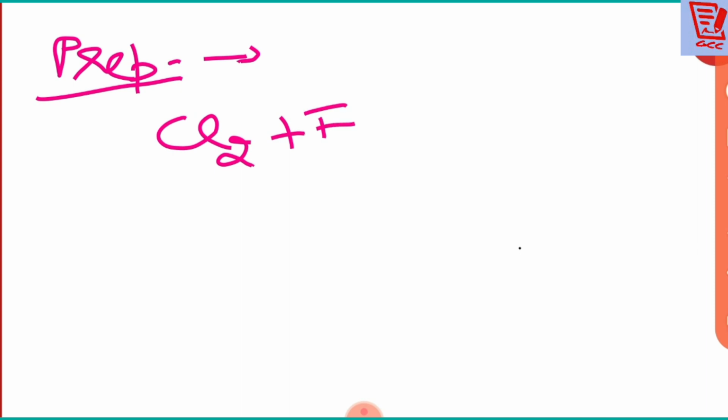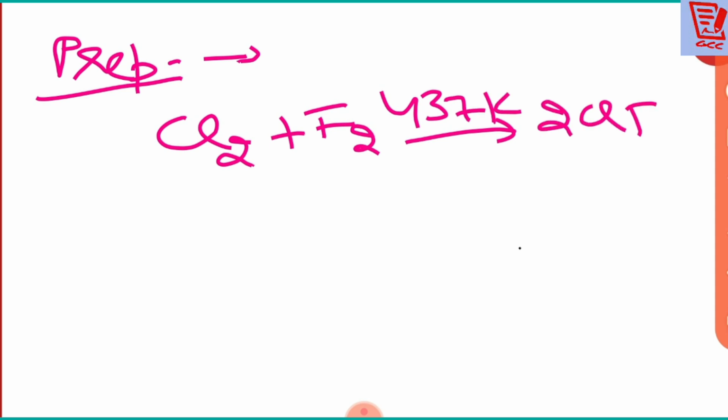Okay students, after that we have to see their preparation. A few preparations I will do, and the rest you can do on your own. It is a very simple preparation: Cl2 plus F2 at 437 Kelvin gives 2ClF. Okay, in the same way I am writing one more, please see.